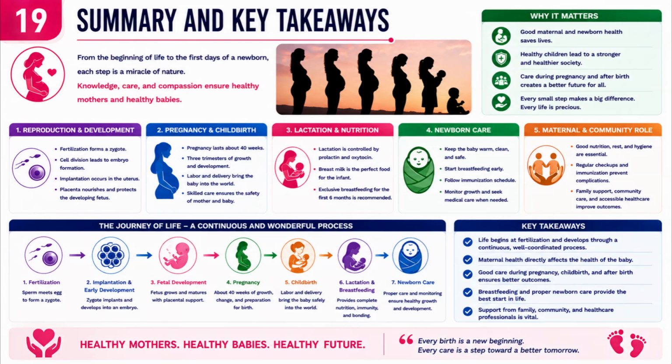As we conclude this lecture, let's take one final look at the incredible journey of human life. Everything begins with fertilization, where the fusion of a sperm and an egg forms a zygote. This single cell undergoes continuous divisions and develops into an embryo and later a fetus. Throughout pregnancy, the placenta supports the growing baby by supplying nutrients, oxygen, and protection. Over approximately 40 weeks, the fetus grows and matures inside the uterus. At the end of pregnancy, labor and childbirth safely bring the baby into the outside world.